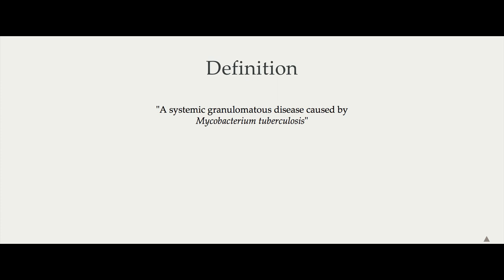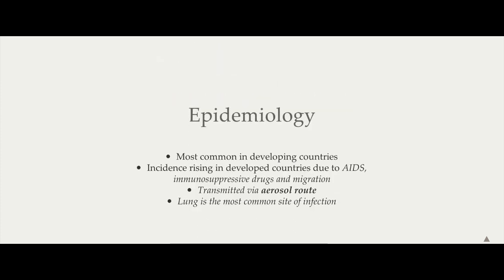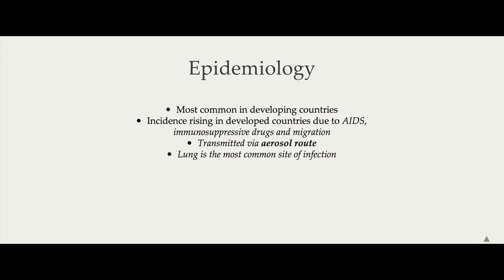Tuberculosis is a systemic granulomatous disease caused by Mycobacterium tuberculosis. The most important epidemiology to know is that this is a disease that is most common in developing countries. However, due to increased incidence of the acquired immunodeficiency syndrome and immunosuppressive drugs, and indeed migration, the incidence of TB is rising in developed countries. Transmission of TB occurs via the aerosol route, and the lung is the most common site of infection by far.